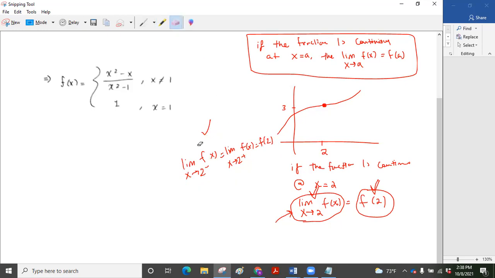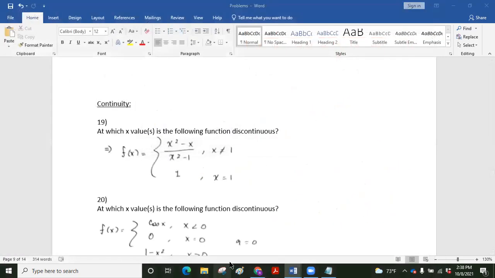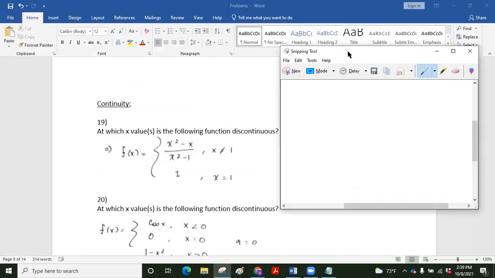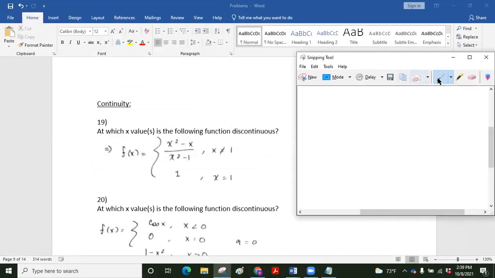So that's the basic idea. When we're looking at problems like this, let me rewrite it again so that it's very clear. This problem is saying that f of x is equal to x squared minus x over x squared minus 1 when x is not equal to 1, and then it's 1 when x is equal to 1.